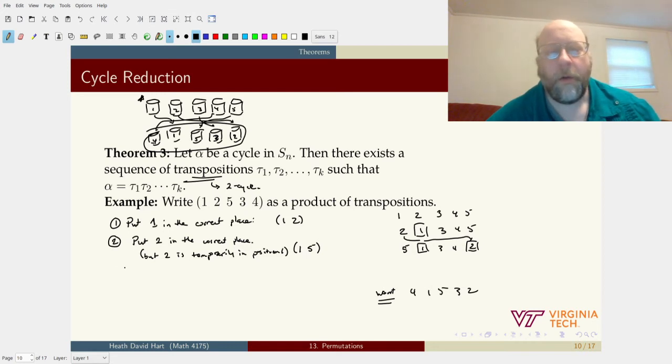Well, what we could do is then go ahead and put 3 in the correct place, but I want to show you a different pattern. When we moved 1, 2 got moved as well. When we moved 2, 5 got moved as well. What I'm going to do now is go ahead and move 5 into the correct place. Put 5 in the correct place.